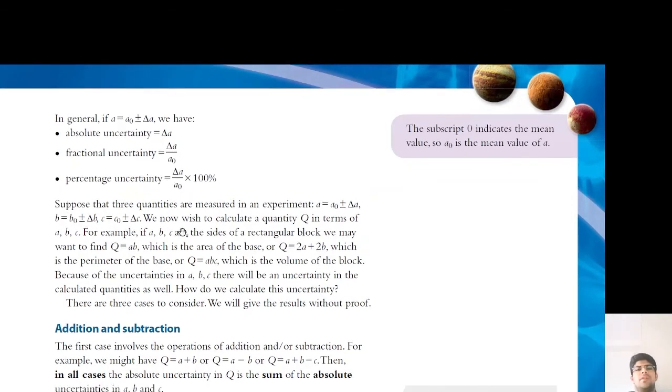So suppose that three quantities are measured in an experiment: A equals A0 plus minus delta A, where delta A is the absolute uncertainty, B equals B0 plus minus delta B, and C equals C0 plus minus delta C. We now wish to calculate a quantity Q in terms of A, B, C. For example, if A, B, C are the sides of a rectangular block, we may want to find Q equals AB, which is the area of the base, or Q equals 2A plus 2B, which is the perimeter of the base, or Q equals ABC, which is the volume of the block.